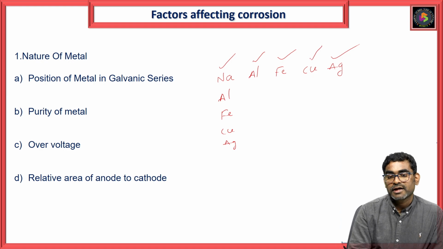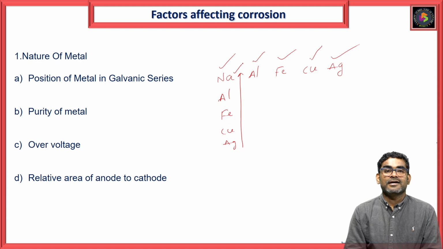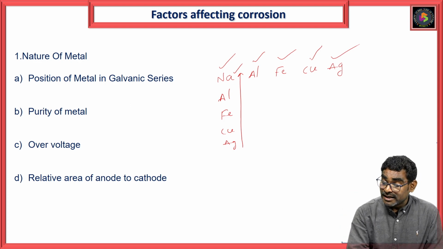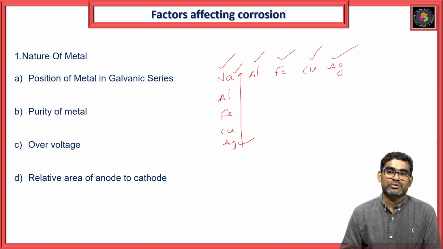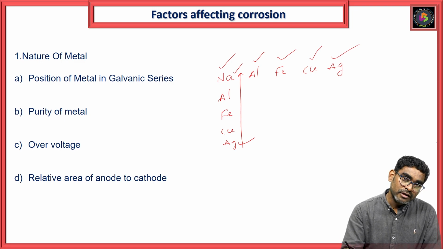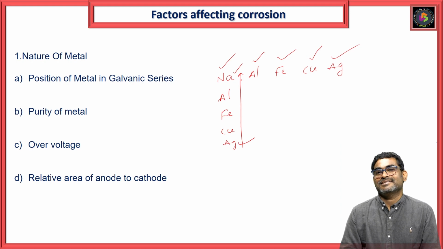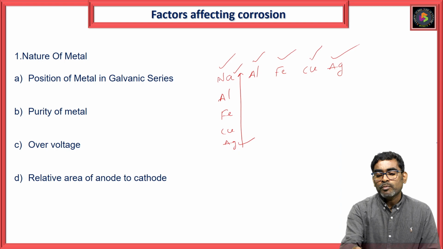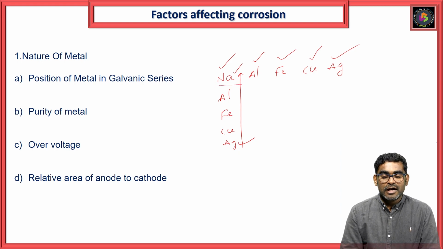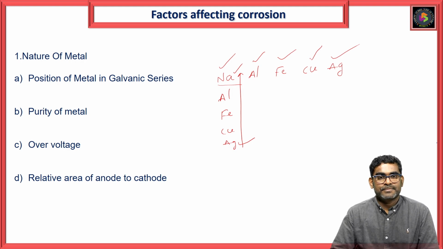So these metals are positioned like this, meaning whatever metal is placed at the top of the galvanic series undergoes more corrosion, and the metal placed at the bottom of the galvanic series is protected, meaning less corrosion. As we move from top to bottom in the galvanic series, the rate of corrosion decreases. The metal at the top corrodes most, and the metal at the bottom corrodes less.